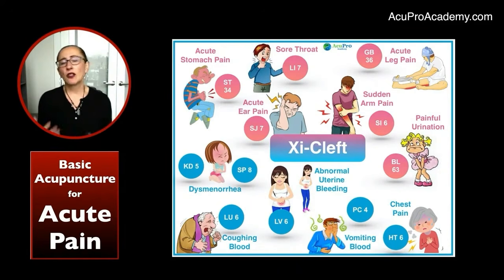Like I said earlier, there is a lot you can do for pain, and electrostimulation can be part of your treatment, moxa, cupping, there's a lot. I'm only talking about acupuncture today to make it simple and easy.